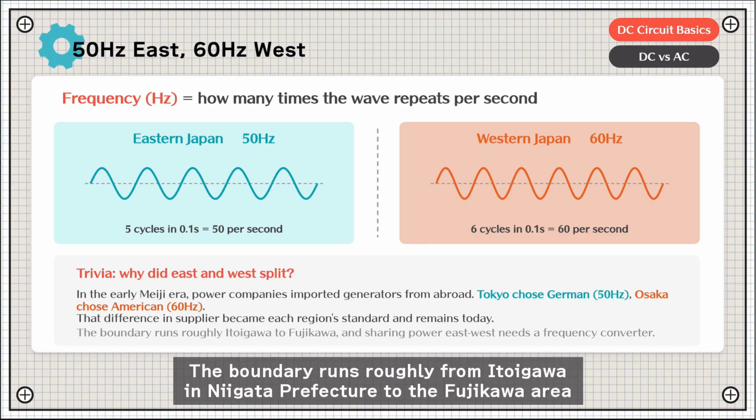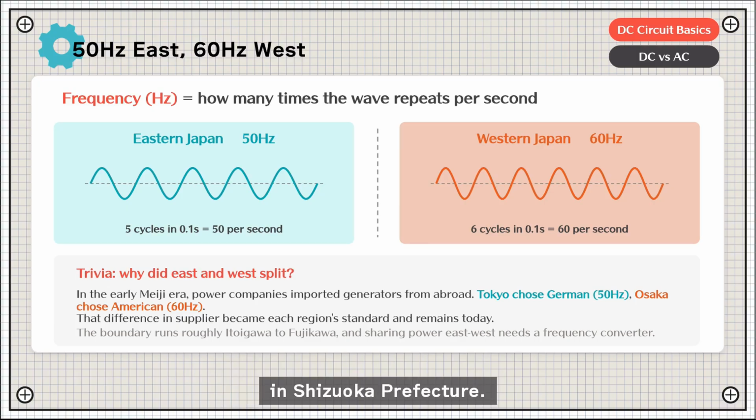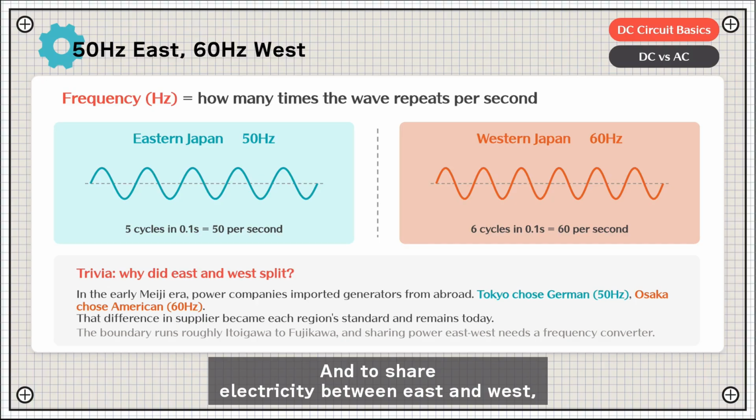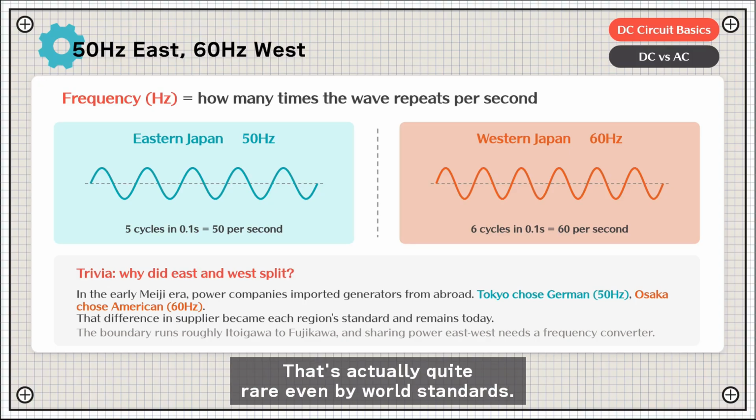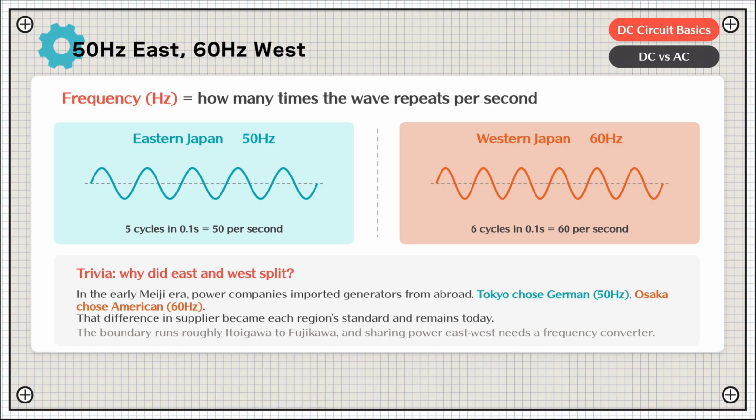The boundary runs roughly from Itoigawa in Niigata Prefecture to the Fujikawa area in Shizuoka Prefecture, and to share electricity between east and west, you even need dedicated facilities to convert the frequency. Within a single country, the outlet frequency is split into two kinds. That's actually quite rare even by world standards.